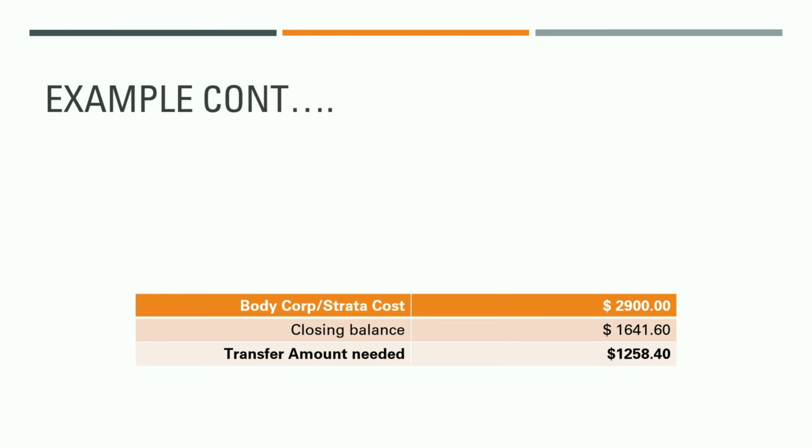If you recall, the amount needed to pay for the body corporate strata fees is $2,900. But the closing balance available in the Daisy Drive account is only $1,641.60, which means the account does not contain sufficient funds to cover this cost. In fact, we need another $1,258.40 to make this payment.